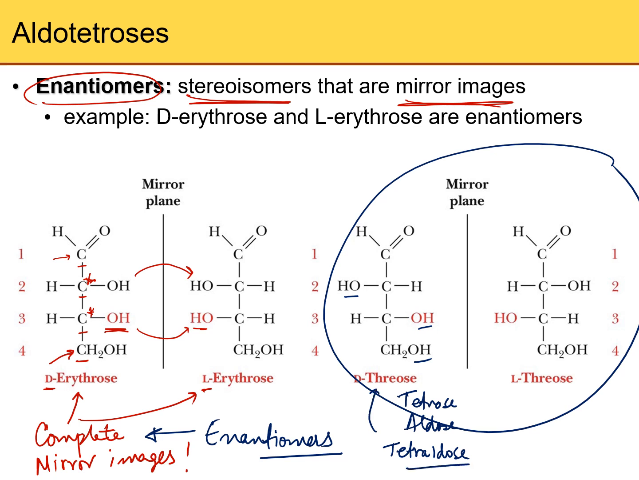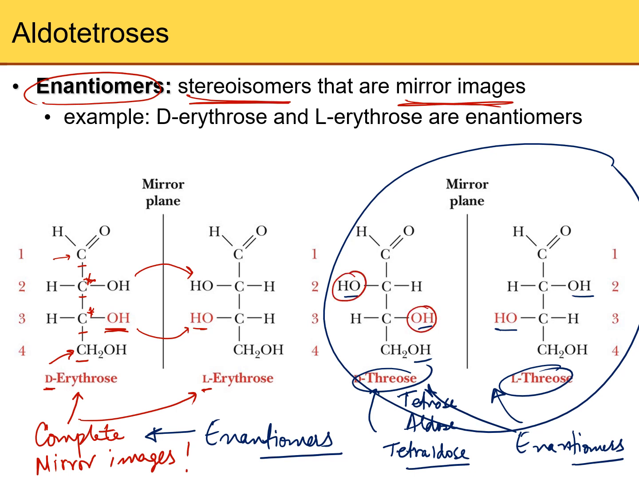Now, if you take this and make a complete mirror image, where OH is close to the mirror, you put OH here. H is close to the mirror, you put H here, and OH is away from the mirror, you put OH on the other side. So if we make complete mirror images, these are also enantiomers of each other. So this one and this one are enantiomers of each other.